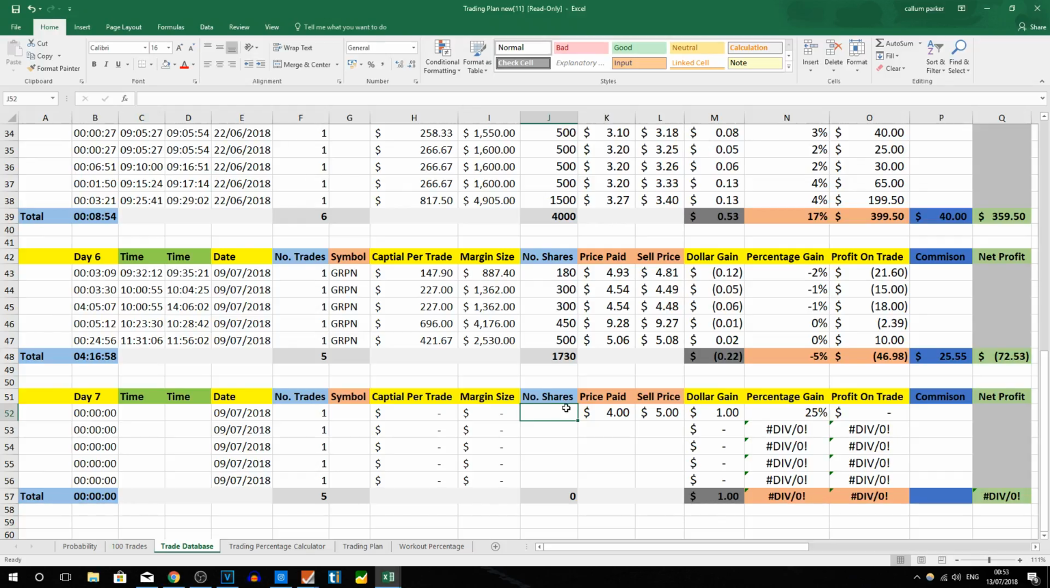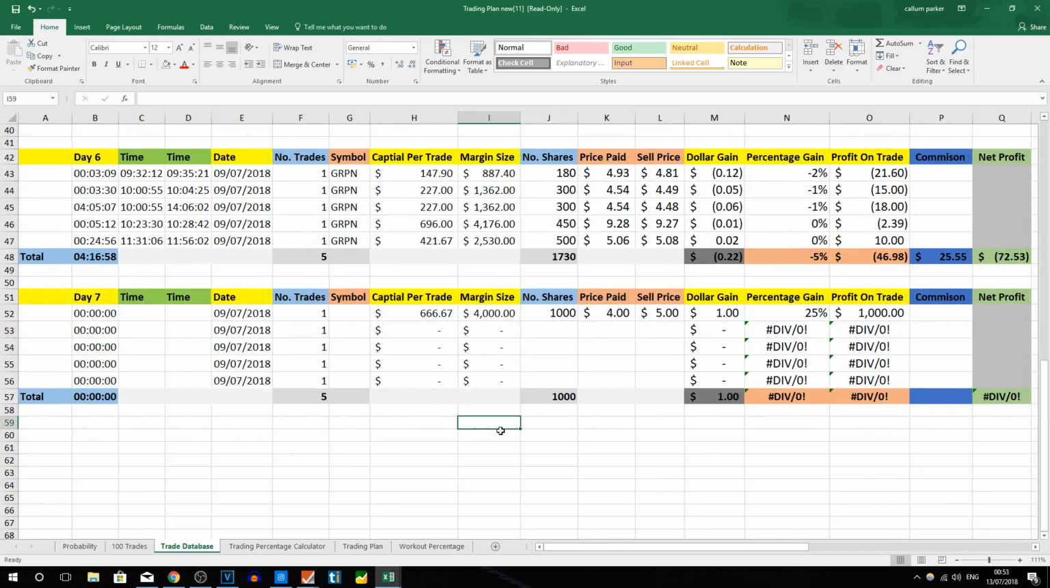So for example, if I put in 1,000 shares and I buy in at $4, obviously my margin will be 4,000. My capital per trade will be 666 because I'm using 6 to 1 margin, so the margin size divided by 6 basically. So if you do margin divided by 6, you should get 666. Yeah, so that's how I've calculated it, you see.